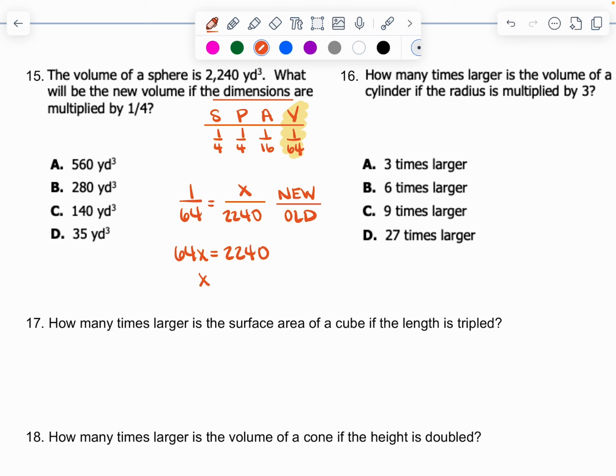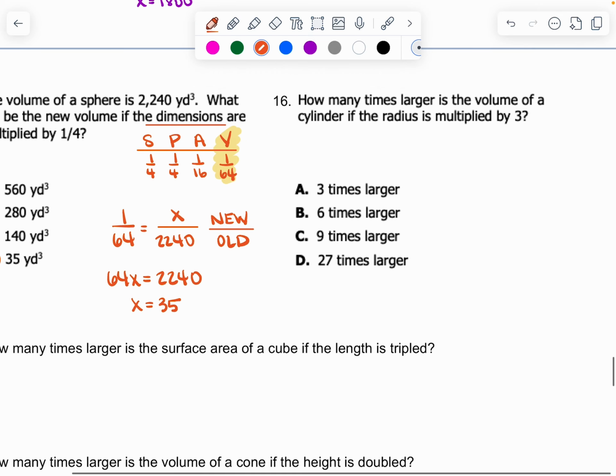If it confuses you to do the proportion on stuff like this, that's okay. So I'm going to cross multiply and get 64 x equals 2240. I'm going to divide that by 64, and I'm going to get 35, which is answer choice D.